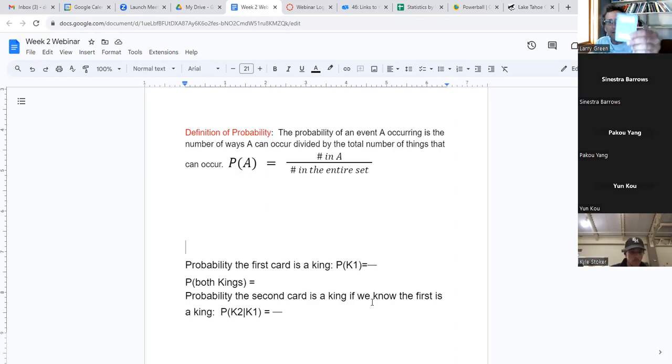And I'm going to pick a card, not show it to you. And then I'm going to pick another card and not show it to you. And I'm looking at my 2 cards. And the first thing I want to do, something that's pretty easy, is what is the probability that the first card that I picked is a king?